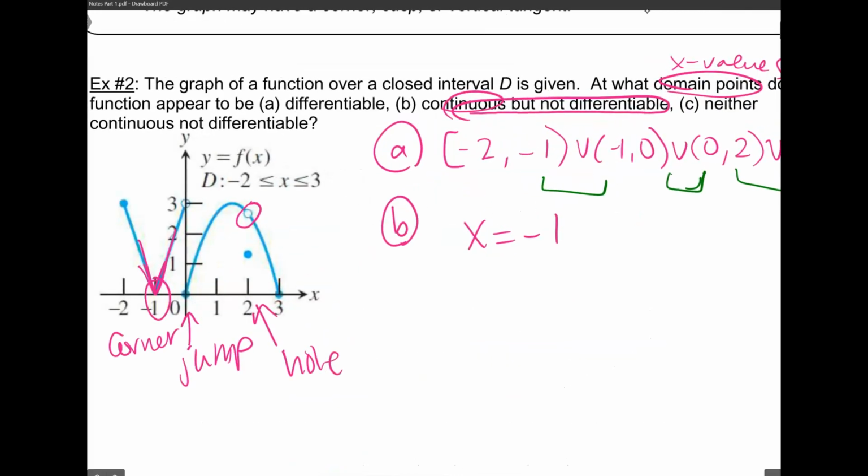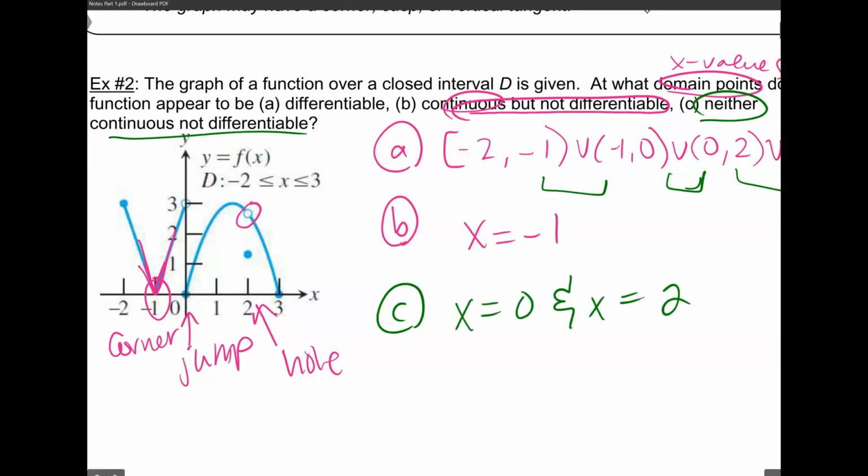So the question is, where is it neither continuous nor differentiable? Well, where are my other 2 points of non-differentiability? x equals 0 and x equals 2. At x equals 2, I have a discontinuity, a hole. At x equals 0, I had a jump discontinuity. So it's not continuous, and because I have a discontinuity, it's not differentiable.